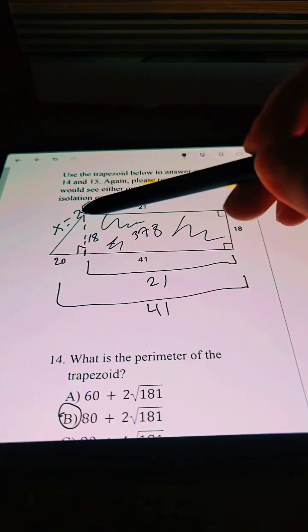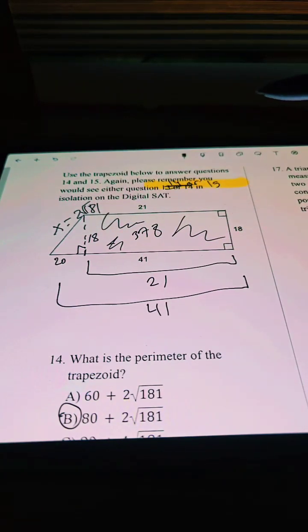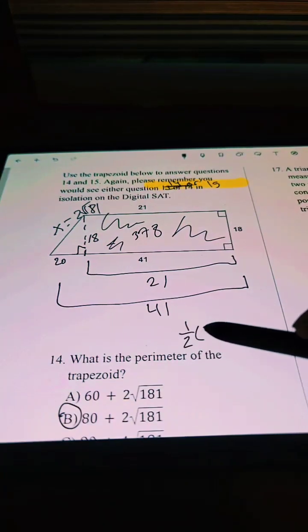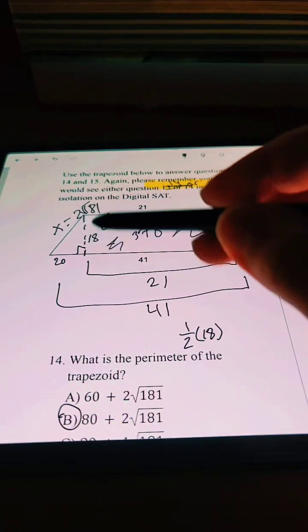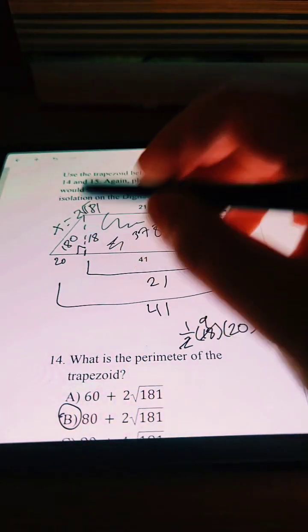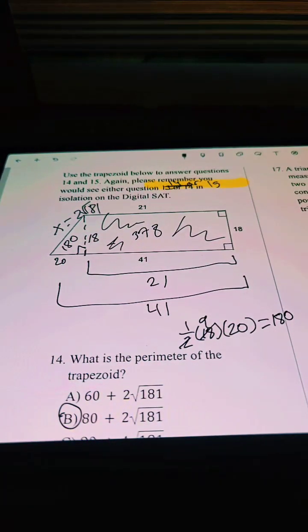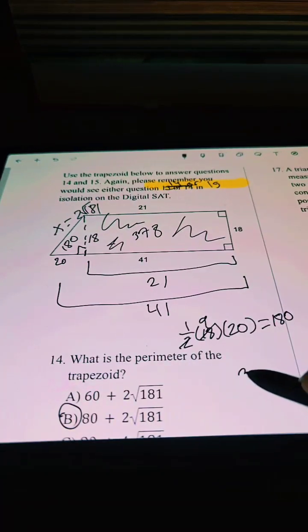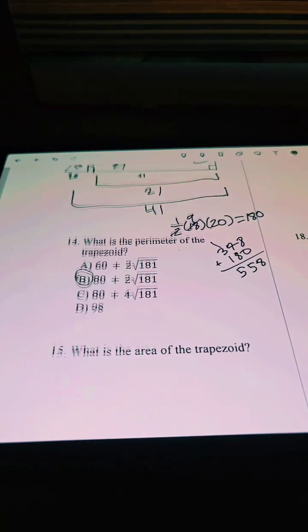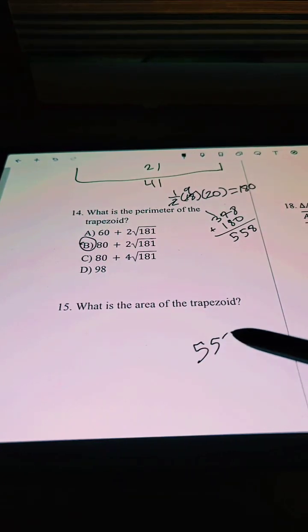Now I have to find out the area of this right triangle right over here, which is just going to be half of base times height. Base and height are the side lengths that make a right angle with each other. So half of 18 times 20. That's just going to be 9 times 20, which is 180. So I have 180 right there. Now I just need to add 180 plus 378, which I'm not even going to try to do in my head. 558. So that would be the area of the trapezoid.